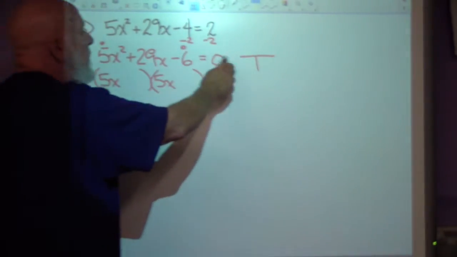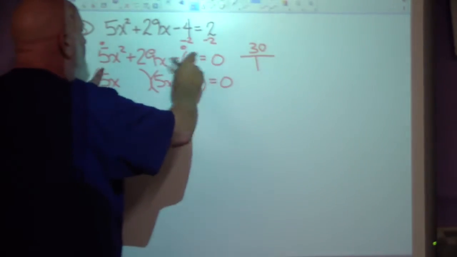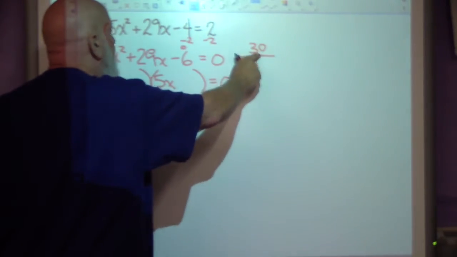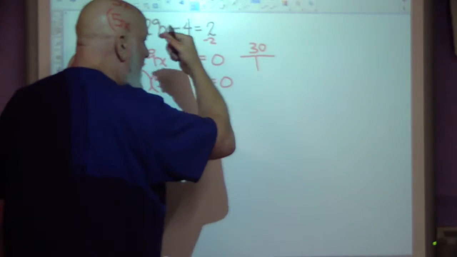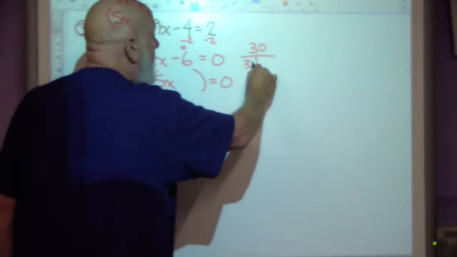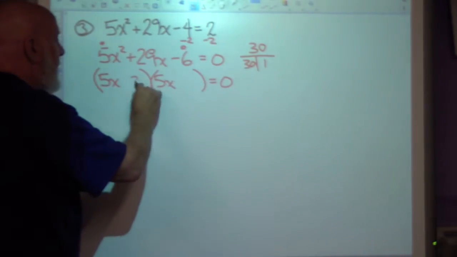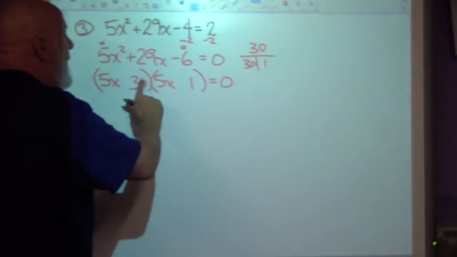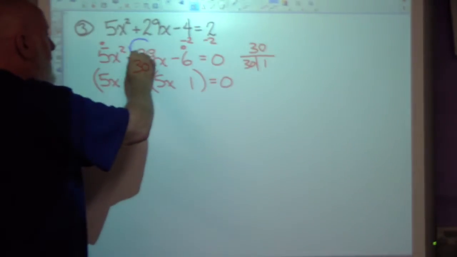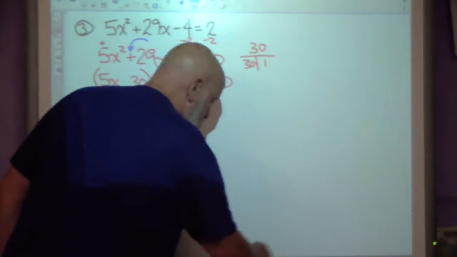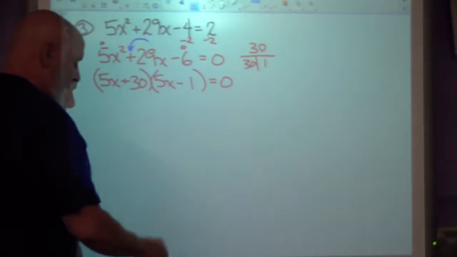Now I'm going to multiply these two together. I'm not paying any attention to the plus or minuses, the negatives or positives. Just multiplying these two together and looking for factors of 30 that will add or subtract to give me 29. Well, the first one I try in my head is 30 times 1, and that'll work. 30 times 1 is 30, and 30 minus 1 is 29. So I'm going to put in a 30 and a 1, and I've got to add them to get a positive 29. And the only way that can happen is if the 30 is positive and the 1 is negative.